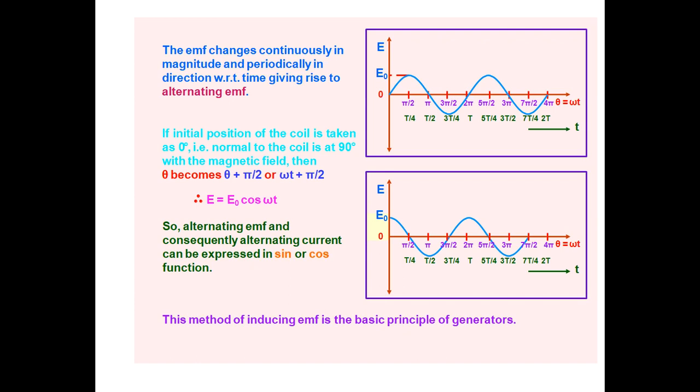So the alternating EMF, and consequently the alternating current, can be expressed as sine or cos, in both ways. So this method of induced EMF is the basic principle of the generator. This is what we use for the theory of the AC generator.